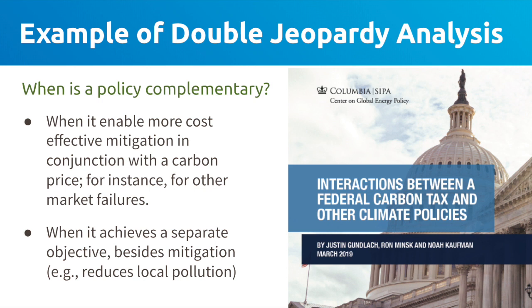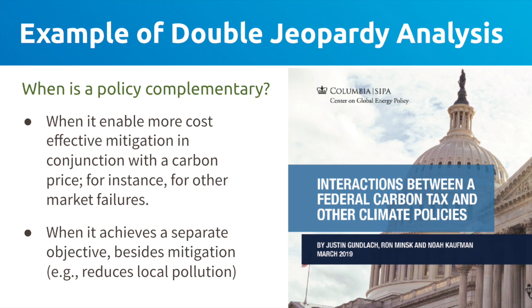Their criteria for complementary is a policy is complementary when it enables more cost-effective mitigation in conjunction with a carbon price. So for instance, they point out when there are other market failures that are not corrected by the carbon price and need other corrections. Another thing that might make a policy complementary is when that policy achieves a separate policy objective besides mitigation. So it might reduce local pollution in one area or another. So that's their criteria for complementary. And if it's not complementary, then the policy could be redundant. That is, we don't need the policy at all. Or it could be contrary, which is the policy could actually be getting in the way of mitigation.